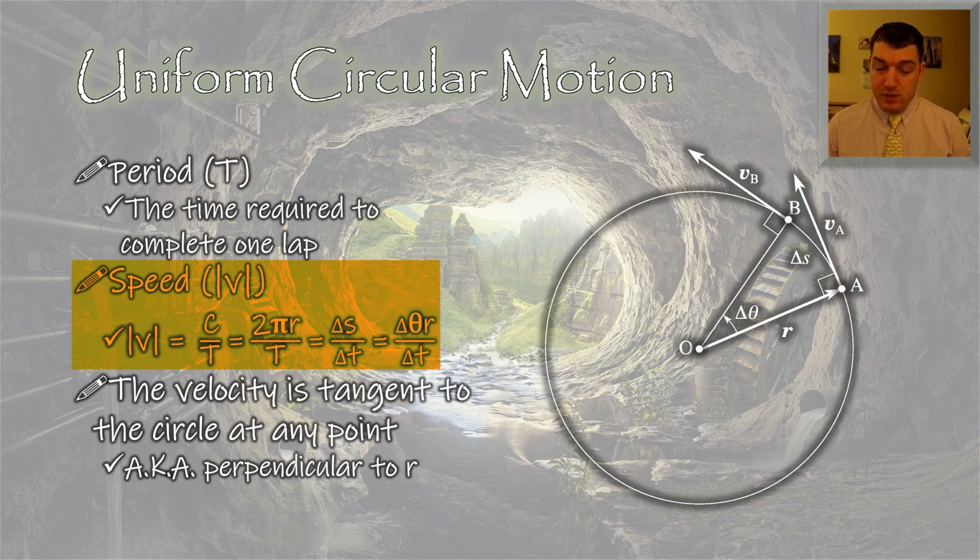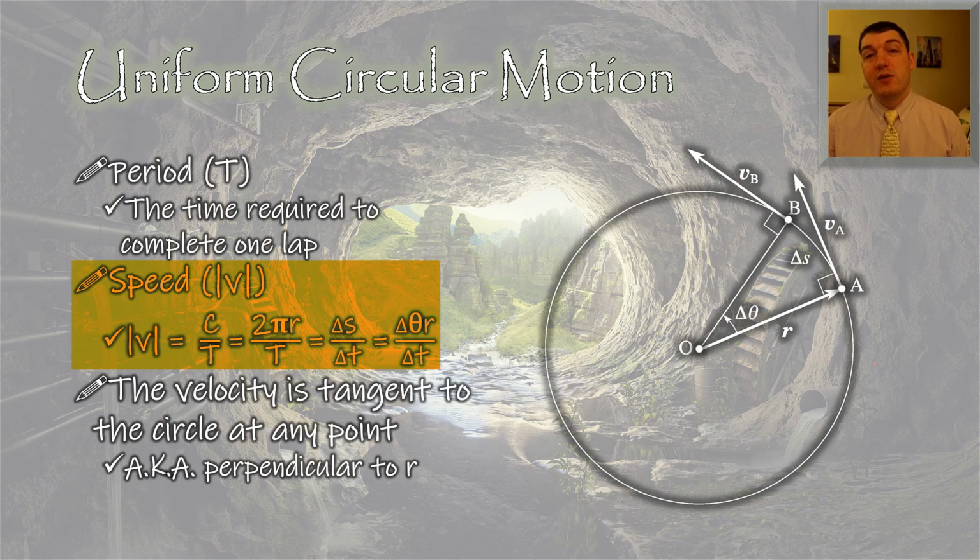If you know the angle in radians and you multiply that by the radius and divide that by the time it takes to sweep out that arc length or to travel that arc length, you can also get the speed. Why this is important is in uniform circular motion, speed is constant. So one of the common things that we're trying to figure out is how fast you're going.